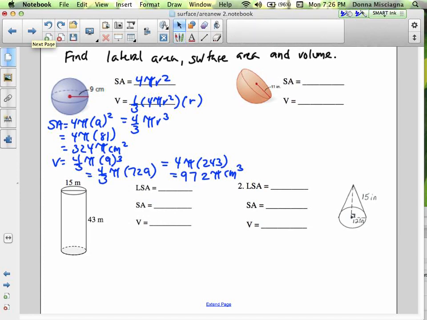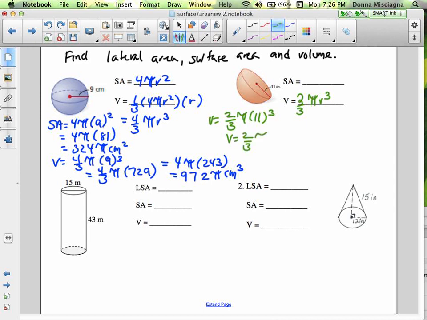We did the sphere a while ago before we did any of the other surface area formulas, right at the end of volume. The hemisphere, let's do the volume first. The volume is exactly half. So this is going to be 2/3 pi r cubed. Right, so let's find the volume. That's going to be 2/3 times pi times 11 cubed. 11 cubed I do not know off the top of my head. So 11 cubed is 1331.